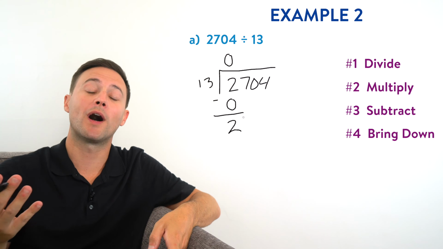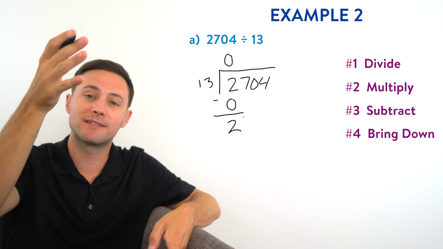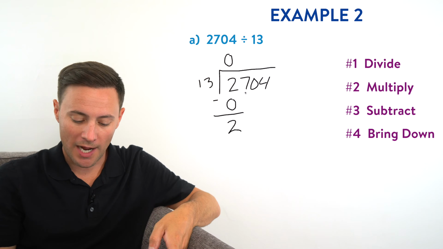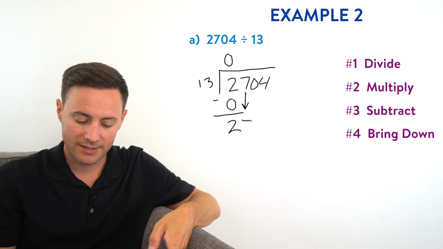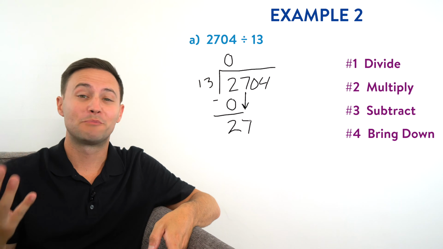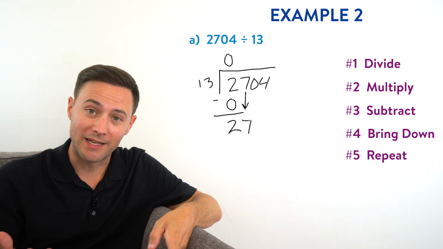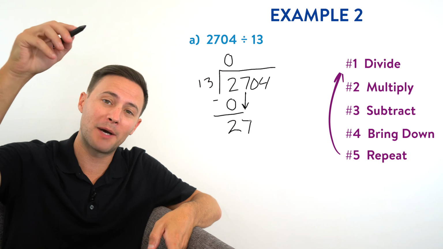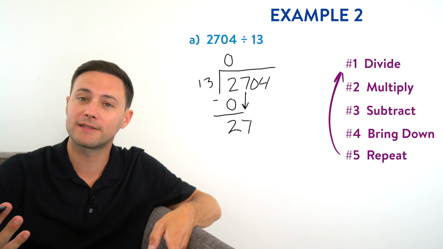And what does that mean? Well, I'm bringing down the next digit. So I'm going to bring down the 7. Step 5, pretty simple, is just repeat. So now we go back up to step 1 and do the whole process again.